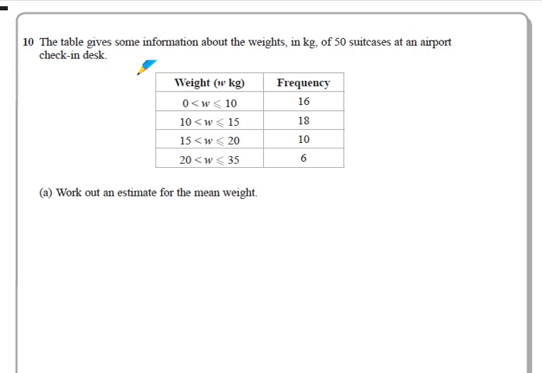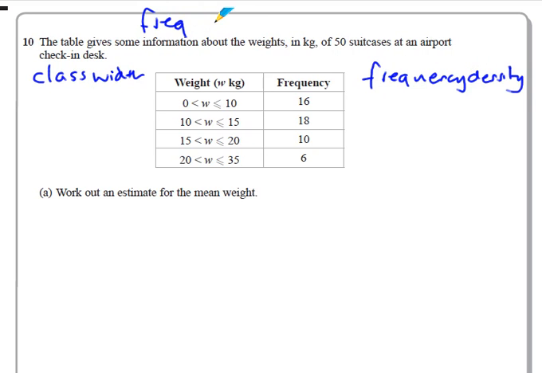To do that we first need to work out the class widths for each class, and then we can go on to calculate the frequency density. Okay, let's remember that the frequency density is equal to the frequency divided by the class width.